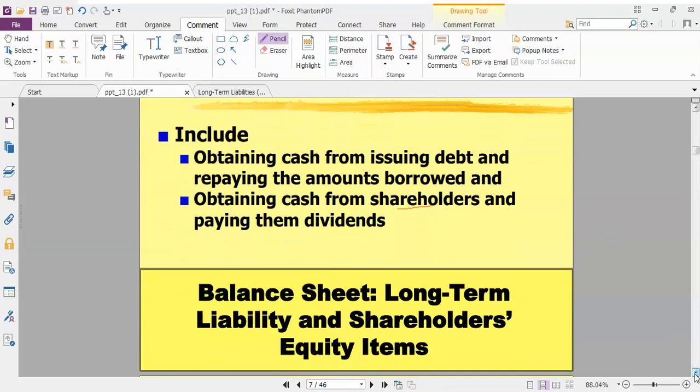In the balance sheet, this is equal to the long-term liabilities and shareholders' equity items. You must remember long-term liabilities such as loans from banks. We obtain the cash from a loan from the bank, and later on we must pay back the debt. That is called financing. The same goes for shareholders' equity items: how much of your share did you sell to the shareholders?